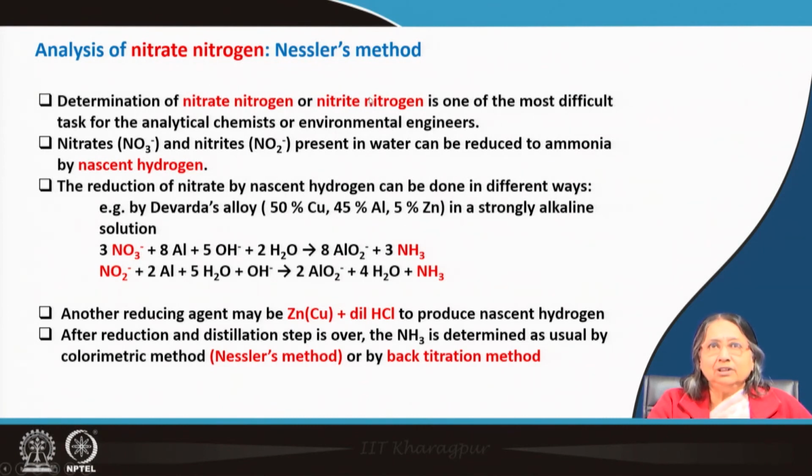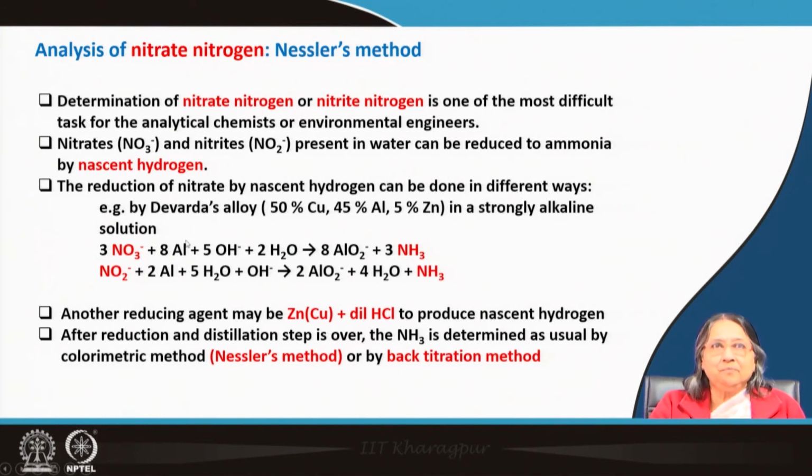How will you reduce it? Determination of nitrate nitrogen or nitrite nitrogen is one of the most difficult tasks for analytical chemists or environmental engineers. Nitrates and nitrites present in water can be reduced to ammonia by nascent hydrogen. You know nascent hydrogen, right? Nascent hydrogen is a very active reducing agent. How will you do it? The reduction of nitrate by nascent hydrogen can be done in different ways.